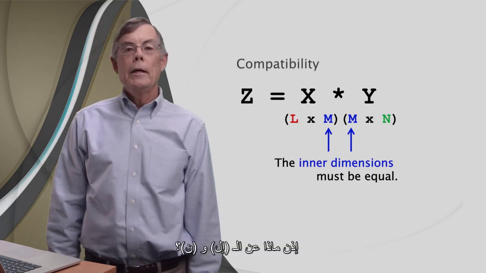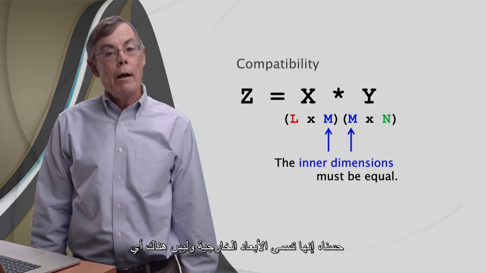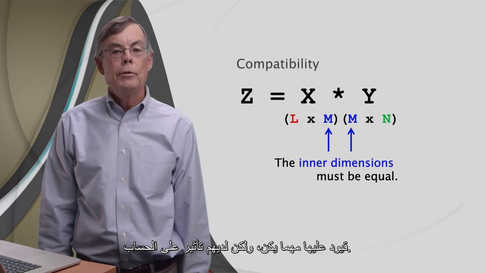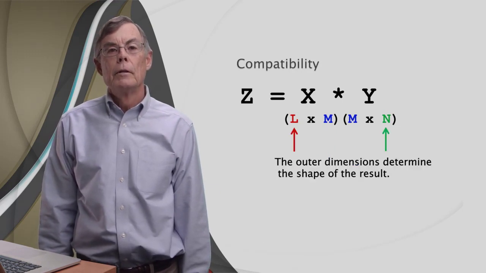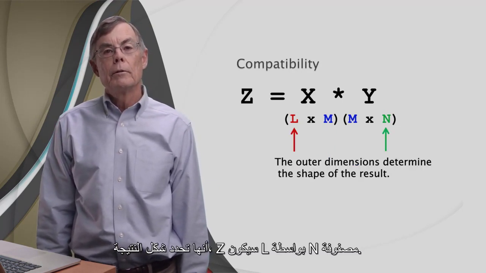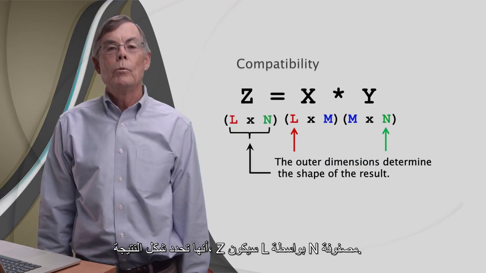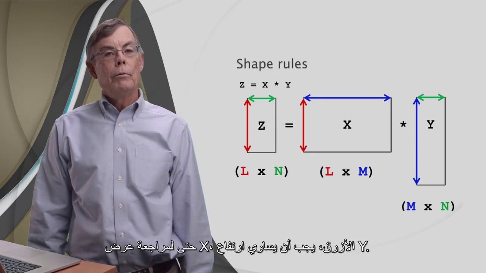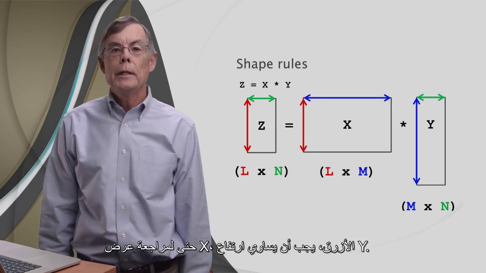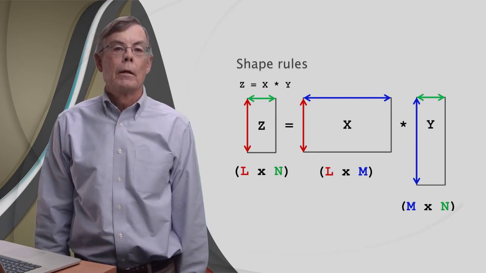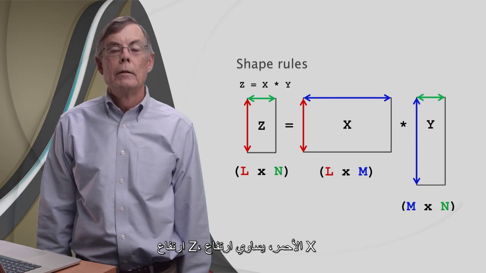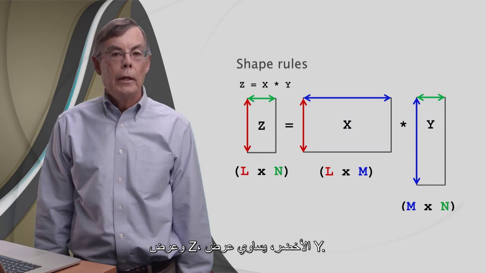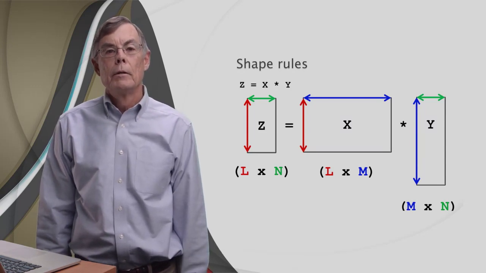So what about the L and the N? Well, they're called the outer dimensions. And there's no restriction on them whatever. But they do have an effect on the calculation. They determine the shape of the result. Z will be an L by N matrix. So to review, the width of x, blue, must equal the height of y. The height of z, red, equals the height of x. And the width of z, green, equals the width of y.